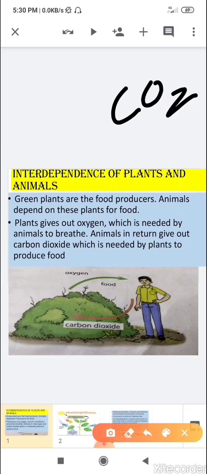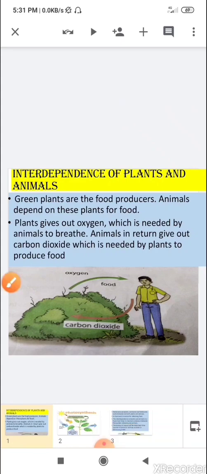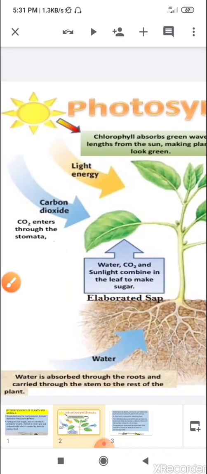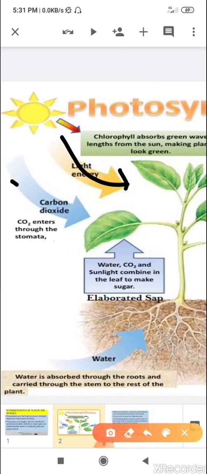In the previous video we have learned that in the process of photosynthesis plants also take CO2 or carbon dioxide, which is also a very important thing for synthesizing food. In this diagram you have seen plants take sunlight from the sun and carbon dioxide, which is known as CO2, from the air. So this CO2 is very important for the process of photosynthesis.